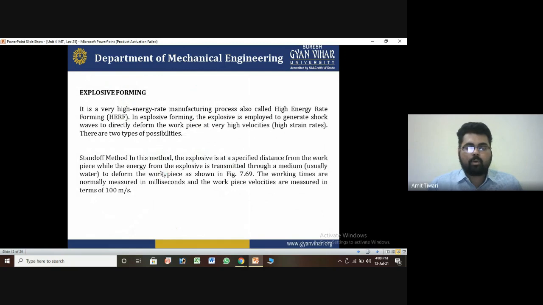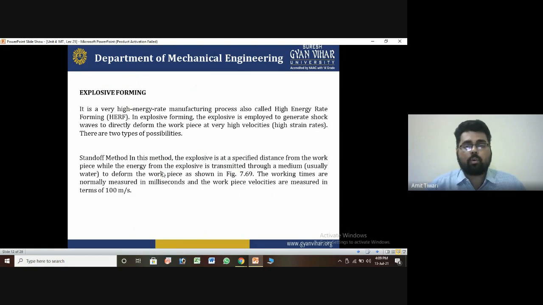Now, what is explosive forming? Explosive forming, what is that? In short, it is a very high energy rate manufacturing process. It is called high energy rate forming, HERF. So explosive forming is also known as a very high energy rate manufacturing process. That's why we call it high energy rate forming, HERF.